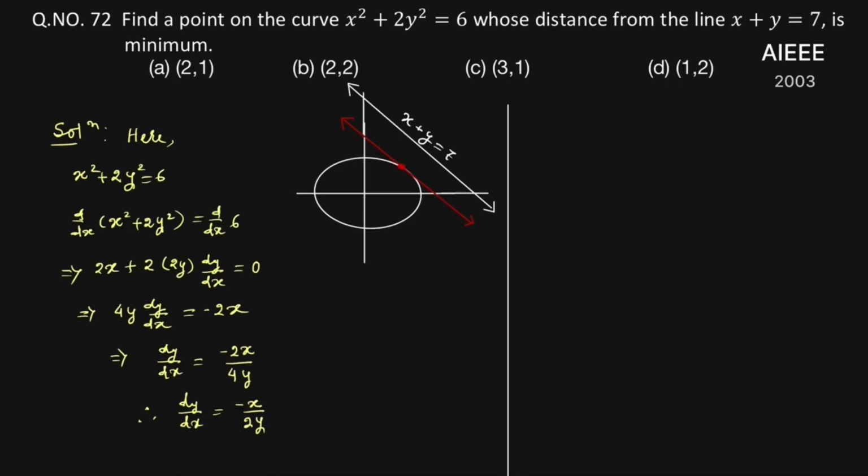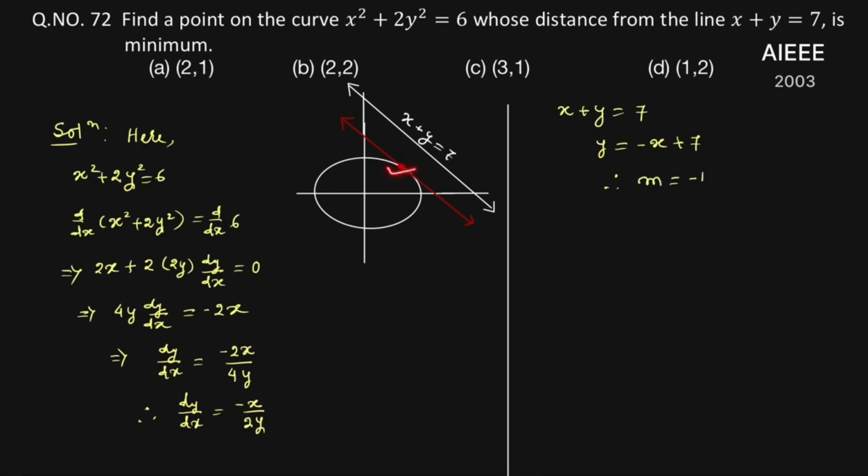Now our equation of the line, that is x plus y equal to 7, which we are able to write as y equal to minus x plus 7. If you compare this equation with y equal to mx plus c, then you will get slope m equal to minus 1. Therefore, slope of this line m is equal to minus 1.